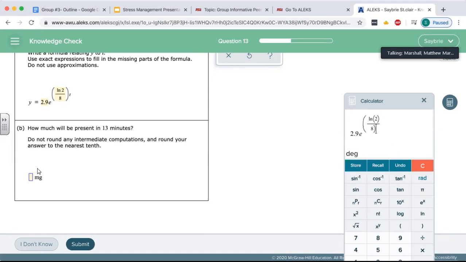How complicated. I think it's okay if you do it like that. I really don't think it makes a difference. So round to the nearest tenth. Yes. Good job.